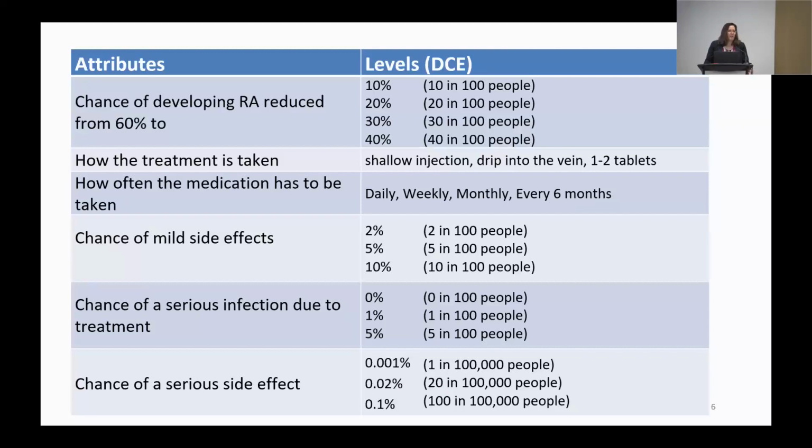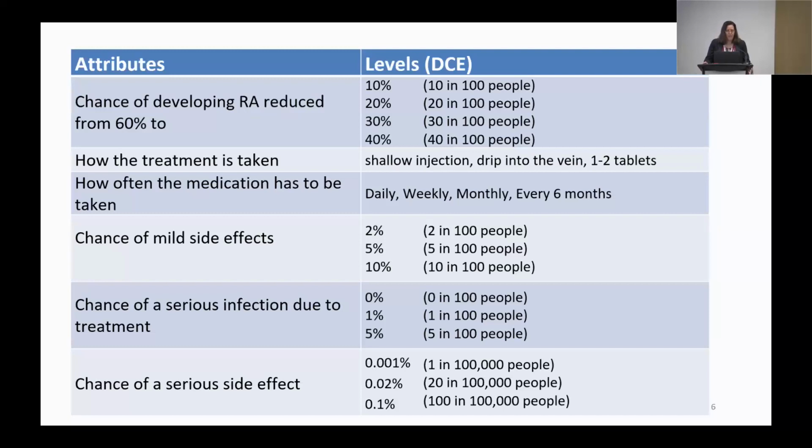In order to set up the experimental design, one of the first things you need to do is to identify the key benefits and key risks. And as you see here, I'm not going to read every one of them. There were 6 attributes. The first one was the chance to develop RA. So this is the effectiveness or the efficacy measure that we were telling people about. And if you were to take a treatment, hypothetically, your risk of getting RA could be lowered to 10%, or it can be as high as 40%.